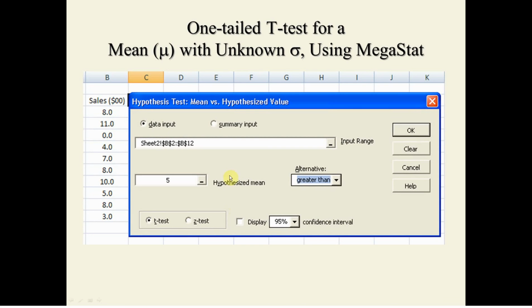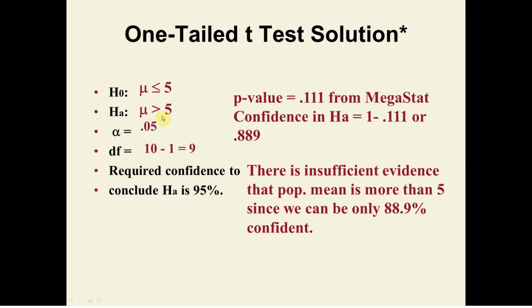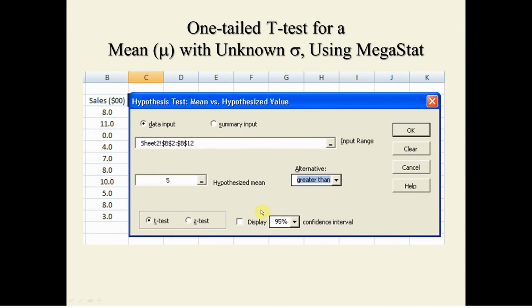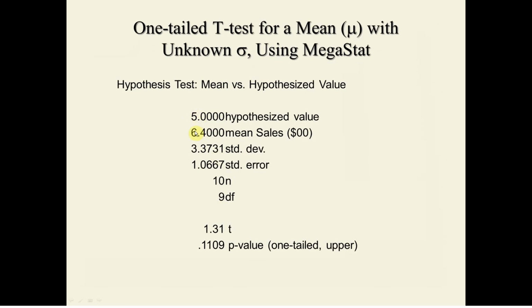So that's the same thing as this. And you don't need to state the null because it knows that the null is the exact opposite of this. And again, we select either t-test or z-test. Now we select the t-test because the standard deviation is also not known. If we did know the standard deviation, we'd select the z-test. 95% confidence, because we're testing at the 0.05 level of significance, which corresponds to 1 minus that 95% confidence. Hit OK, and it'll give us our test results like this.